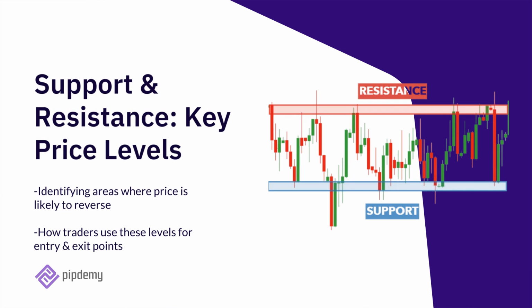Ever notice that prices bounce off certain levels again and again? Those are support and resistance levels. Support is a price level where demand is strong enough to prevent further decline. Resistance is a price level where selling pressure stops price from rising. Traders use these levels to find the best entry and exit points, making smarter trading decisions.